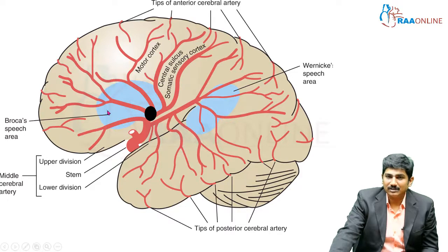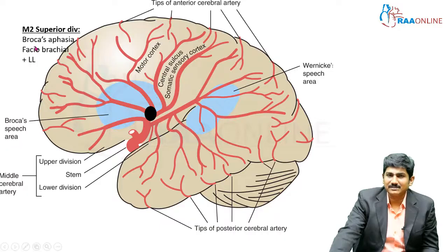If this entire cortical material is affected, that segment of the body which gets represented will also get affected. So, what is the segment of the body that is represented by this? It is the face and upper limb. Hope you all remember the thin strip here is supplied by the anterior cerebral artery, that's the legs. The remaining part of the body comes over here, which is affected by the M2 superior division. Okay. So, the patient will have Broca's aphasia and face and upper limb weakness also, right?